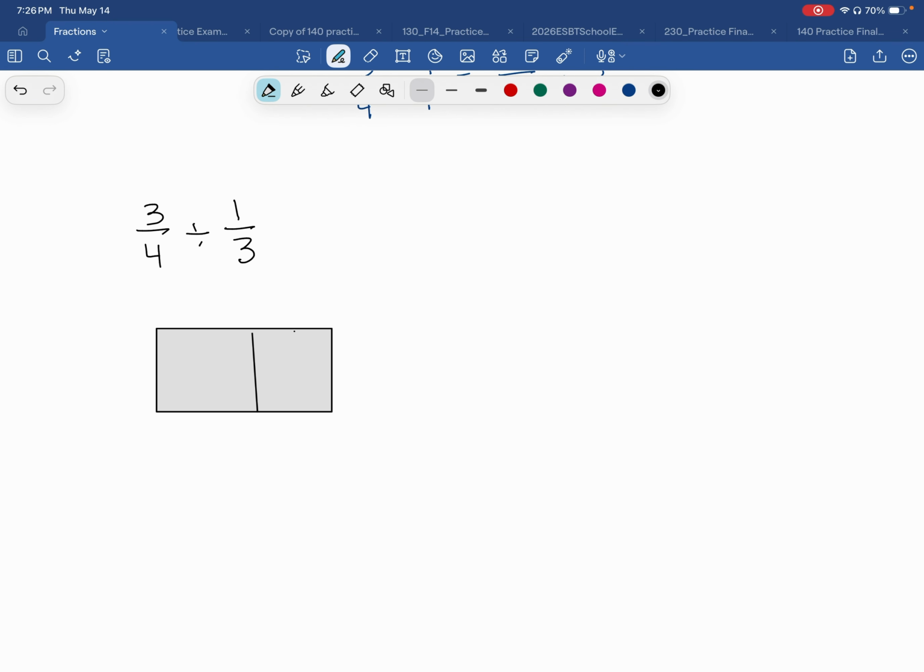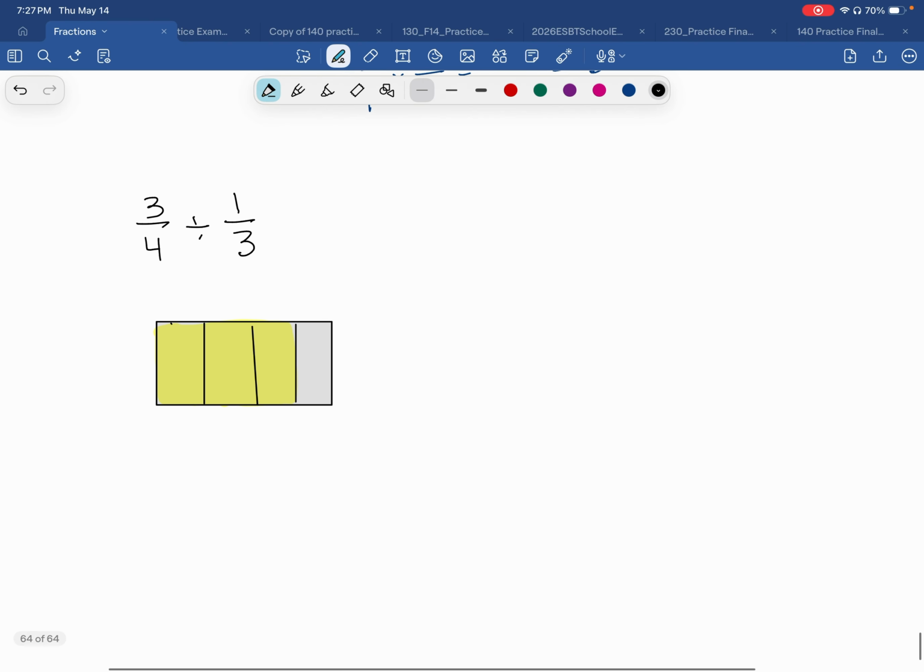Let's draw that. Shade my 3/4. Okay. All right. Now here's the problem. I need to make groups of 1/3, but I don't have thirds here. So I have to create thirds. So I'm going to divide each box into 3 more pieces. So 1, 2, 3.